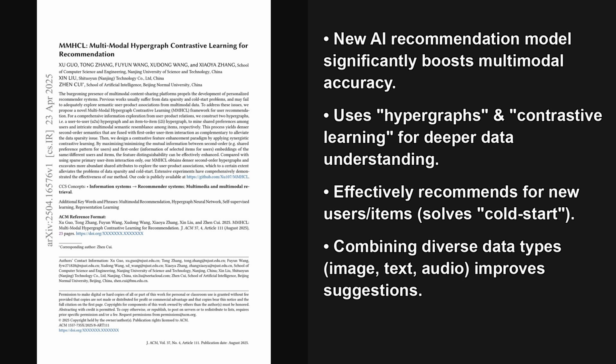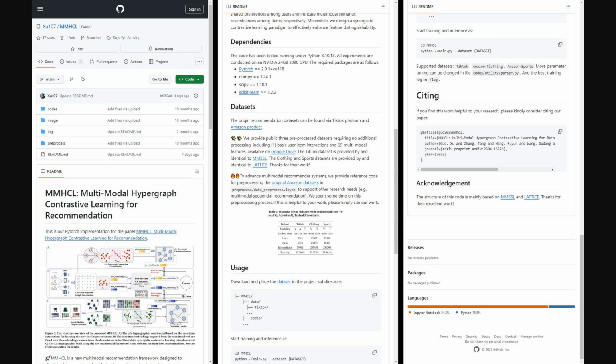This paper proposes a new approach called Multi-Modal Hypergraph Contrastive Learning, or MMHCL, to tackle these exact problems. And it's great that the authors also shared their code for this work. So over on GitHub, you can find their PyTorch implementation for this Multi-Modal Hypergraph Contrastive Learning model, including the main model files, data preprocessing scripts, and instructions.